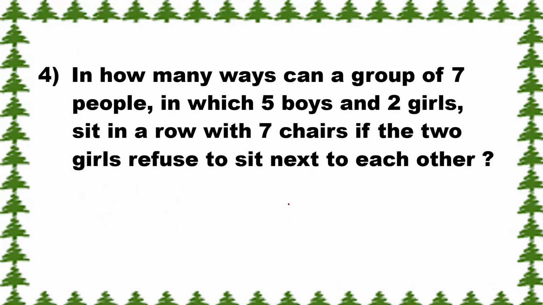Okay, let's see. In how many ways can a group of 7 people, in which 5 boys and 2 girls, sit in a row with 7 chairs if the 2 girls refuse to sit next to each other? So kanina, they must sit together. This time, the 2 girls refuse to sit next to each other.